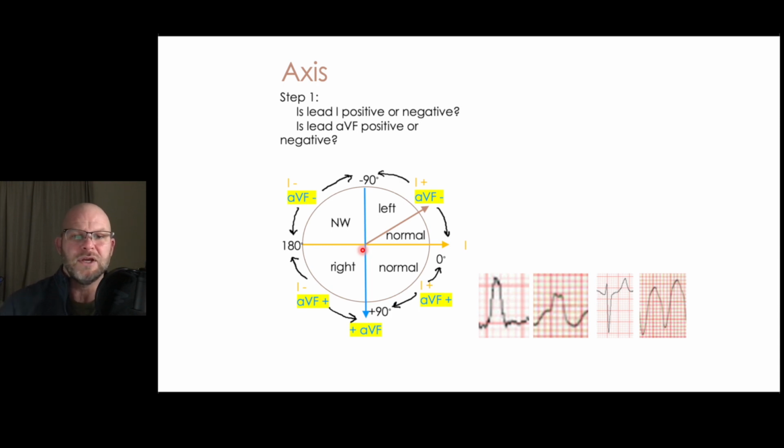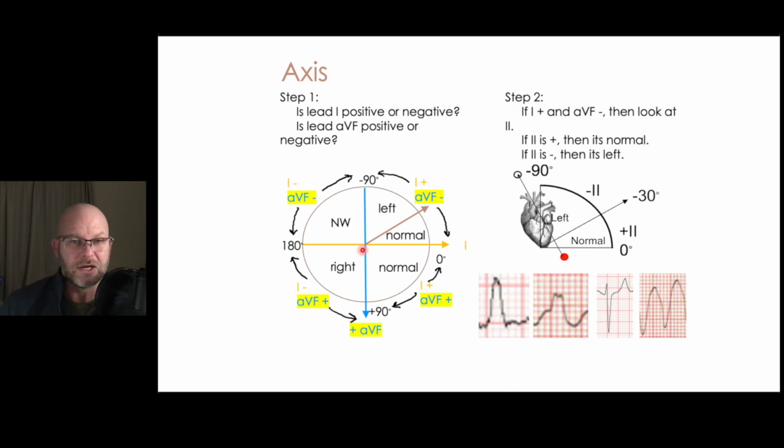But what about this one here? This other quadrant has a normal component and a left axis deviation component. So how do we differentiate if we're in that quadrant? Well, we're going to bring in another lead.